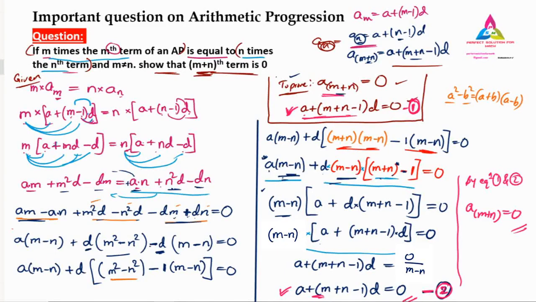Whenever questions come this way, we have to simplify and see how it is easy to reduce it. Here the identity we have to use is the a square minus b square form. That is most important because that is the key part of this question. If you don't know that key part, we can't directly prove that a of m plus n is equal to 0, because we have to understand what a of m plus n is. That is nothing but a plus m plus n minus 1 into d.